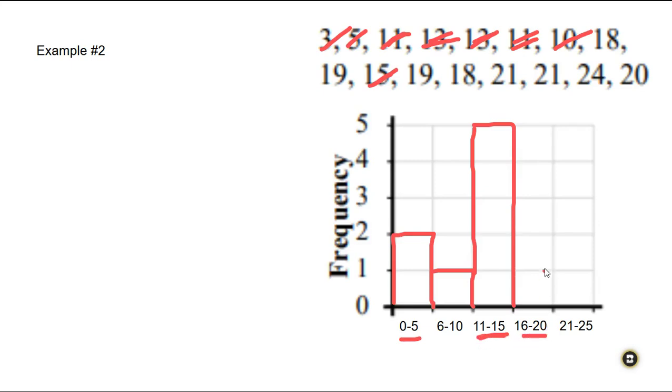All right, next up, 16 to 20. That's going to be 1, 2, 3, 4, and 5. This one's also going to be 5. All right, and then lastly, between 21 and 25, we have 1, 2, 3.